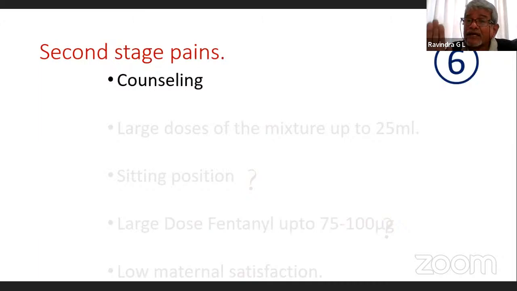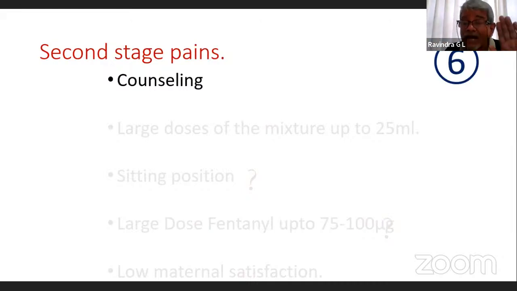See, if the mother is in severe labor pains, you give her analgesia. Of course, you have to take the consent and everything has to be done. After taking the consent, you give labor analgesia. Now, when the patient is in good analgesia and is smiling, that is when you counsel her and prepare her for the second stage.